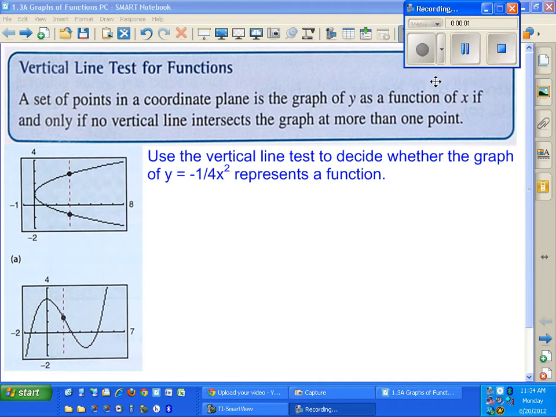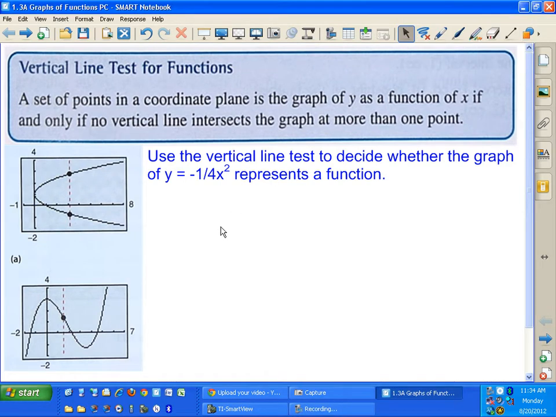Hello and welcome to section 1.3a, graphs of functions. In this section we're going to talk about the vertical line test and increasing versus decreasing of functions. So the vertical line test, as we've talked about before, is basically where if you have a graph and a vertical line crosses 2 points on that graph, then that is not a function.